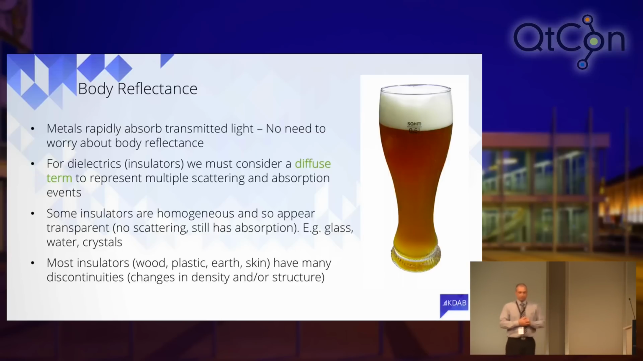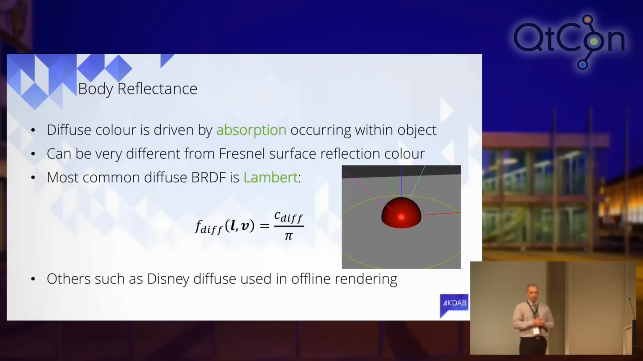So, body reflection. The diffuse color is driven by the absorption happening inside the material, and it can be very, very different from the Fresnel surface reflectance color, this F0 thing we were talking about, RF0. The most common diffuse BRDF is the Lambertian one, which basically just says light is scattered equally in every direction. Very simple. So we just say there's a color, C diff, and we divide it by pi to take into account its spread over a hemisphere.